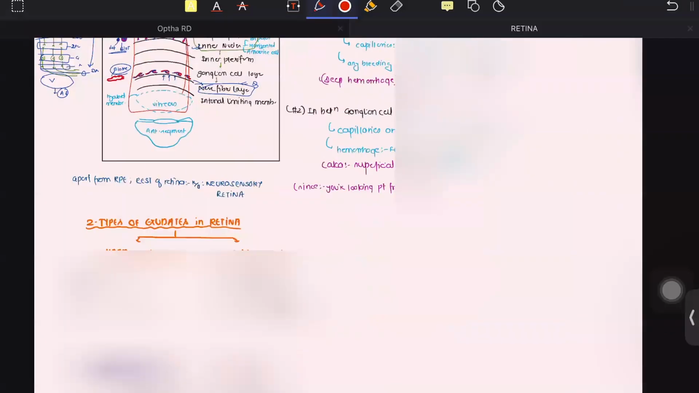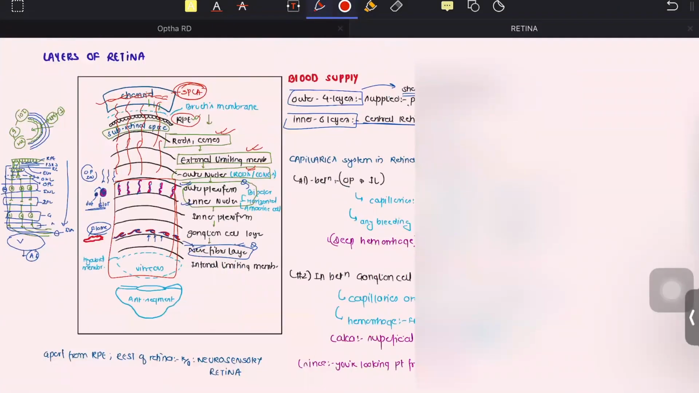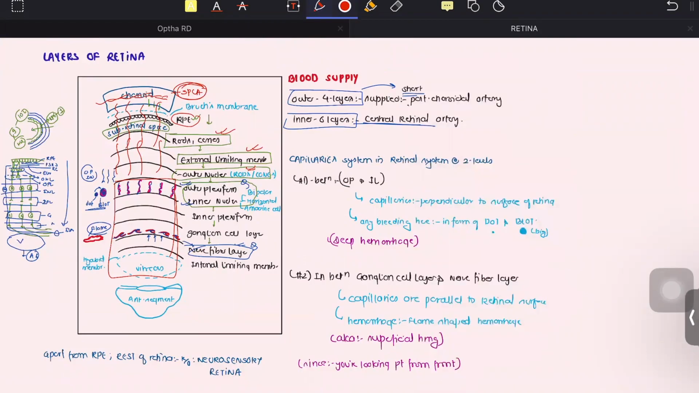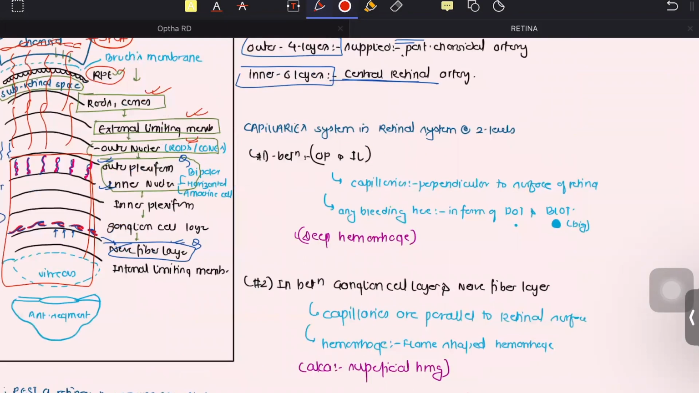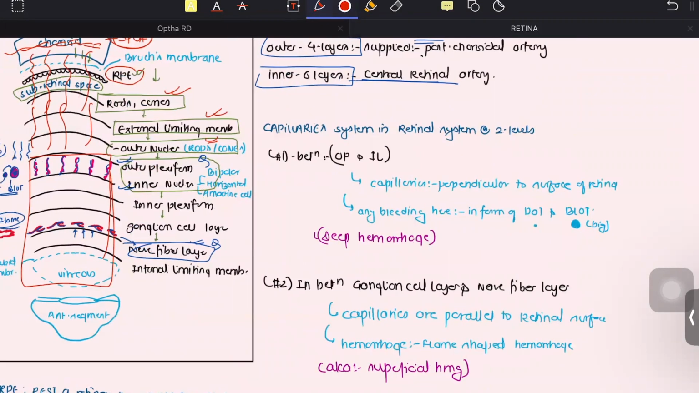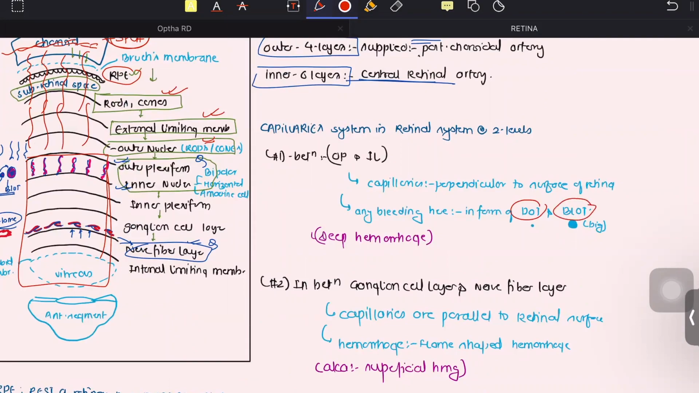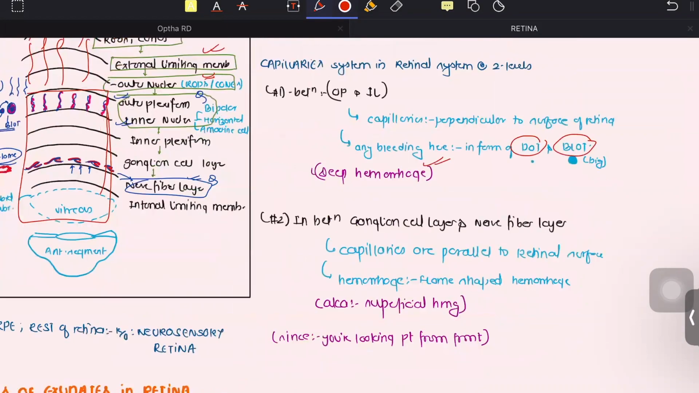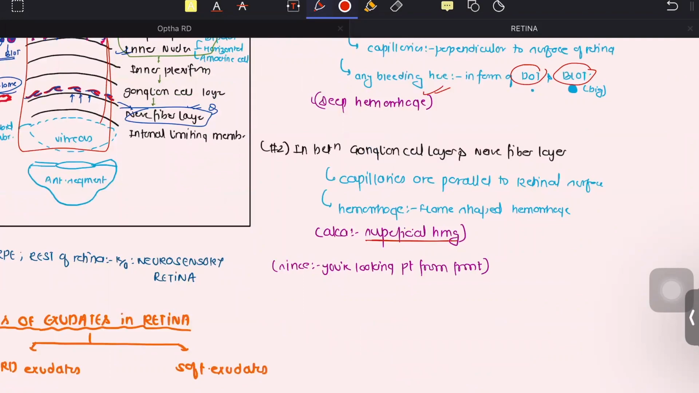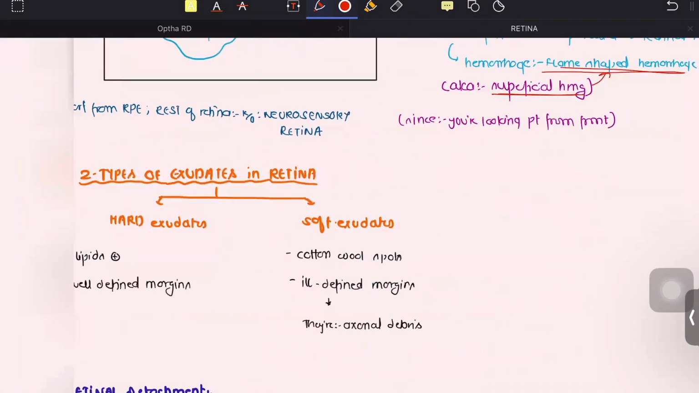As I've said, there are two types of hemorrhages in the retina. There is dot and blot hemorrhage, and there is superficial flame-shaped hemorrhage. So if you are asked about deep hemorrhages, they are dot and blot type hemorrhages. And if you are asked about superficial hemorrhages, they are flame-shaped hemorrhages. So you must know about that. There are two types of hemorrhages on the basis of morphology: either dot and blot or flame shape. The type of hemorrhage depends on the layer where the bleeding is occurring.